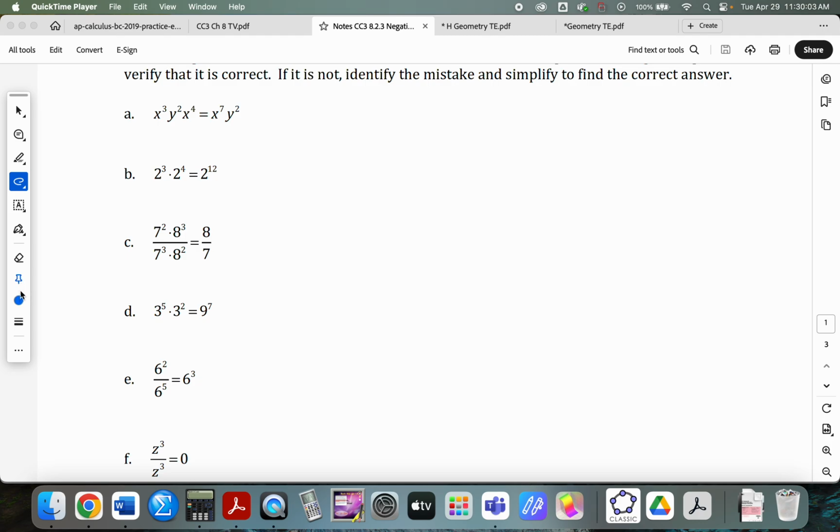So here, if you expand this, that would be writing out all the factors. X times X times X times Y times Y times X times X times X times X. We notice that there are indeed 7 X's and 2 Y's. This one is correct. If we're using the rule, we're just adding the exponents on the X. The 3 and the 4 added together give us 7. And the Y, nothing changes.